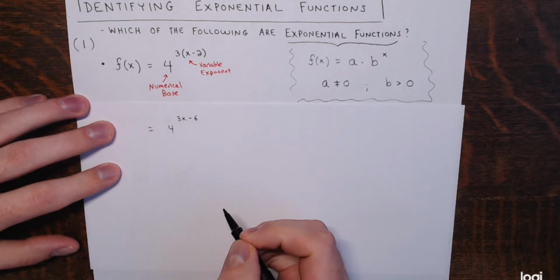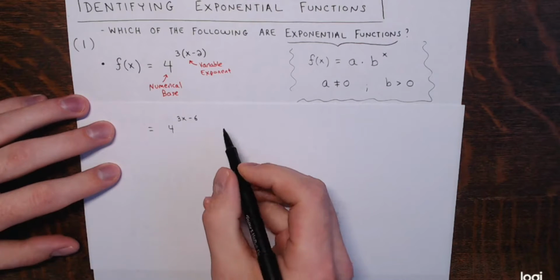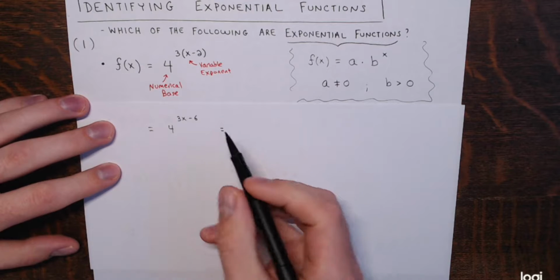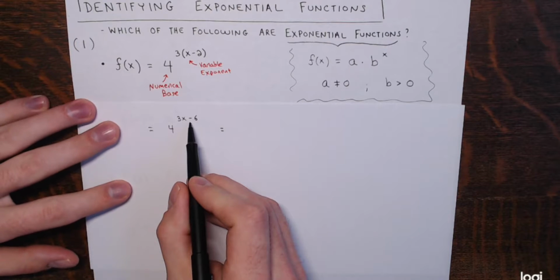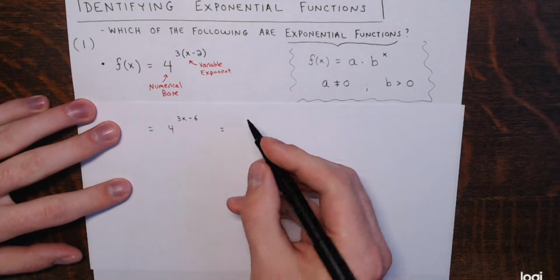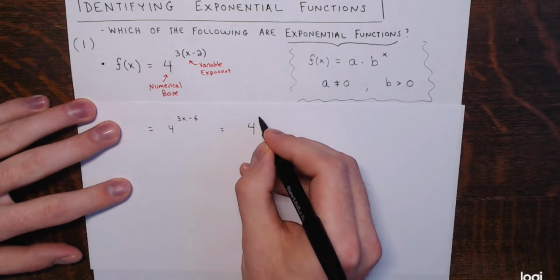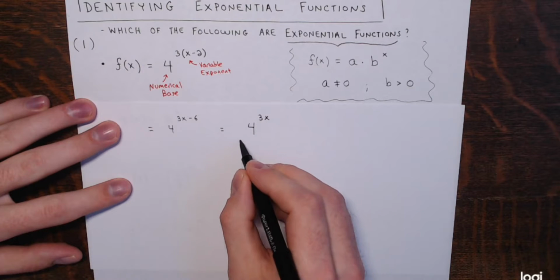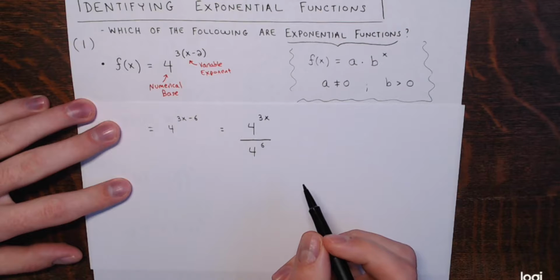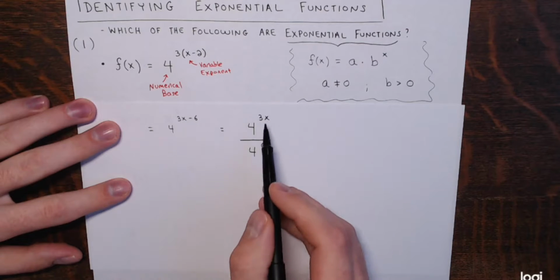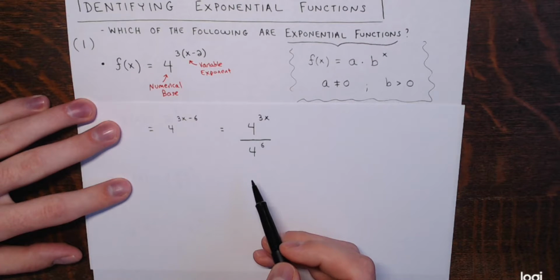Right. And then using some properties of exponents, see how I have subtraction here, 3x minus 6? Well, the only time you subtract exponents is during division, dividing by things with the same base. This is equivalent to 4 to the 3x power divided by 4 to the 6th power. Right, that would be 4 to the 3x minus 6, right? Numerator power minus denominator power.